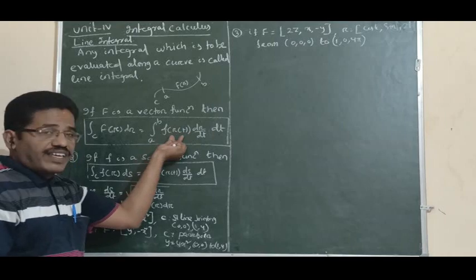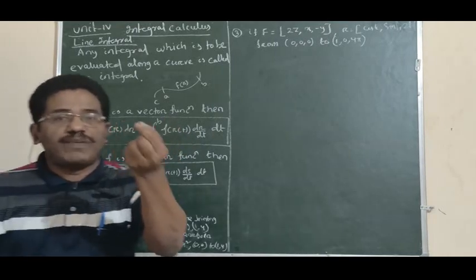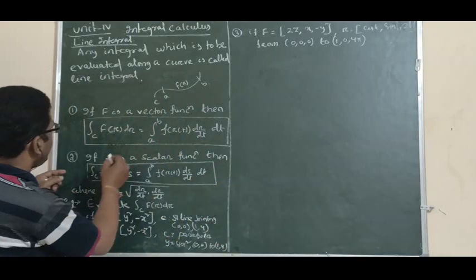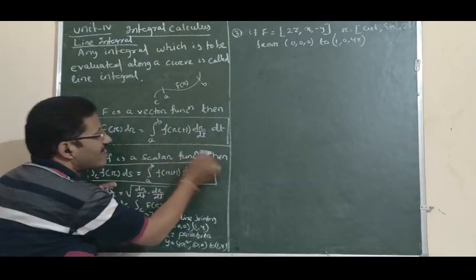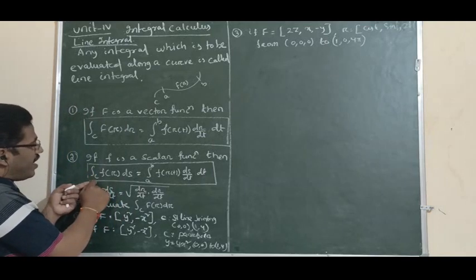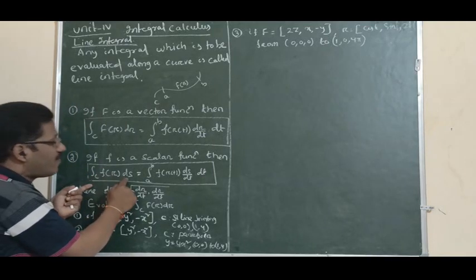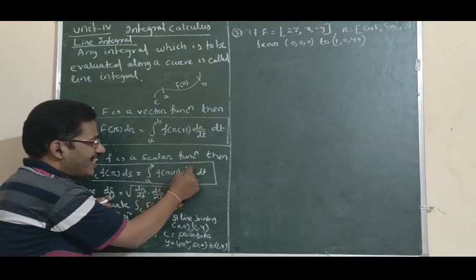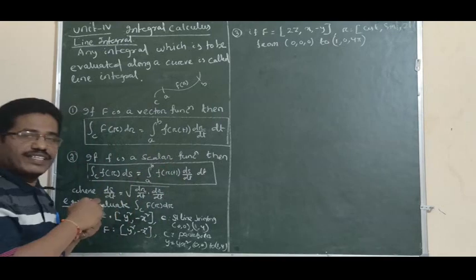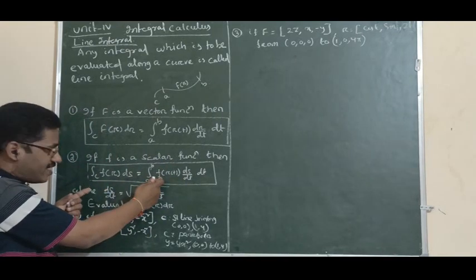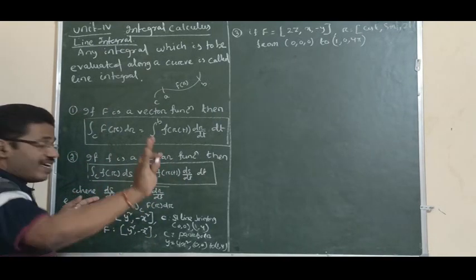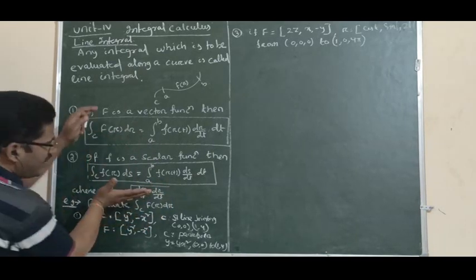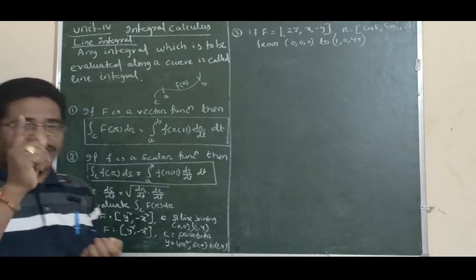What is your r of t? r of t is a parametric form of any curve. And if f is a scalar function, then your line integral over the curve C f of r ds equals integration a to b f of r of t ds by dt multiplied with dt. Because here f is a scalar function, your ds by dt can be calculated as root over dr by dt dot dr by dt. These are the two formulas in chapter 1.